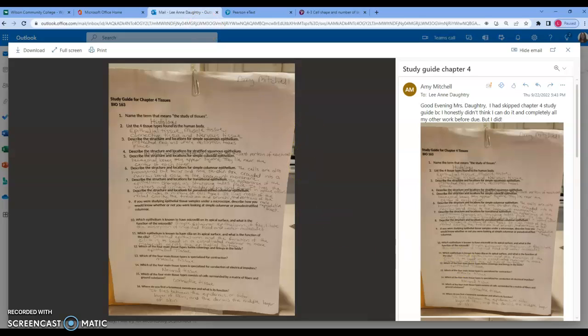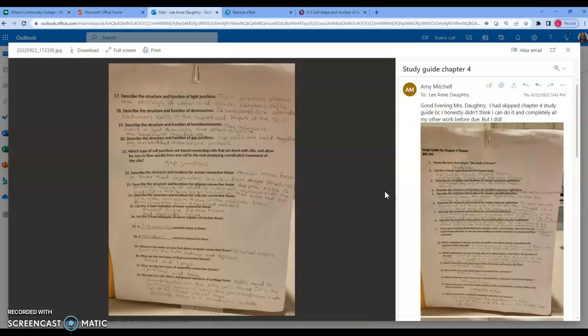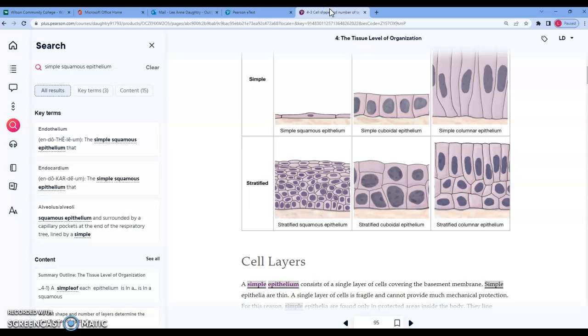All right, and then we have the next page, which is starting with number 33. That's okay. Number 17, the structure and function of tight junctions. You got that. You didn't really say much about the structure, but you did say that they prevent the passage of water and solutes between cells. The structure and function of desmosomes. Okay, you're really not telling me the structure and function. You're telling me something about them, but not the structure and function.